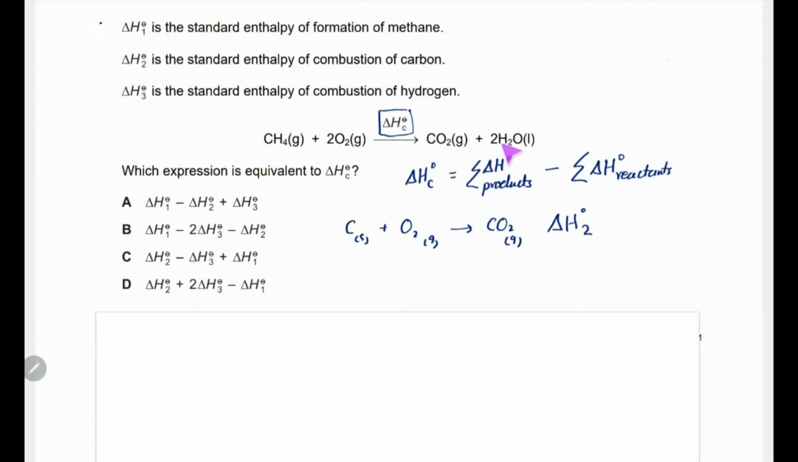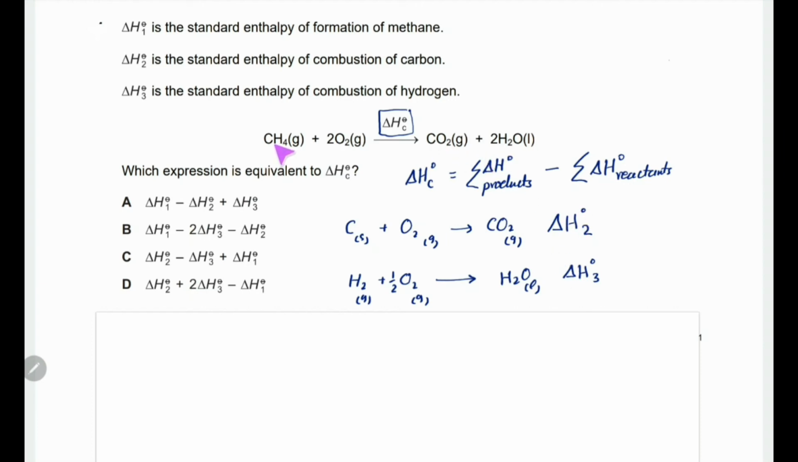The next species present in the product is water. And we are given a clue, the standard enthalpy of combustion of hydrogen, that is delta H naught 3. When hydrogen is reacted with oxygen, producing water in liquid form, oxygen is gas, hydrogen is gas, and we will need half oxygen. Here, the enthalpy of this reaction is given as delta H naught 3 according to the question. So these two were the enthalpies for the products.